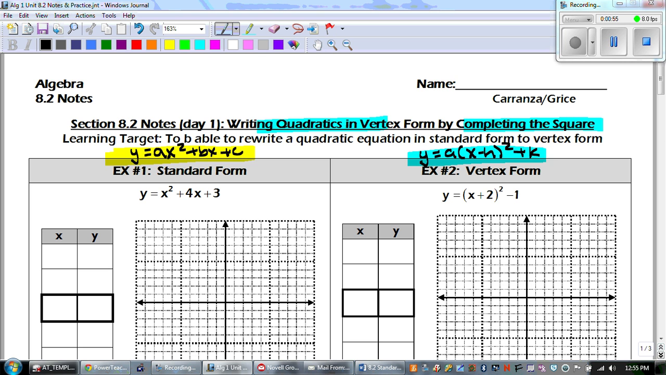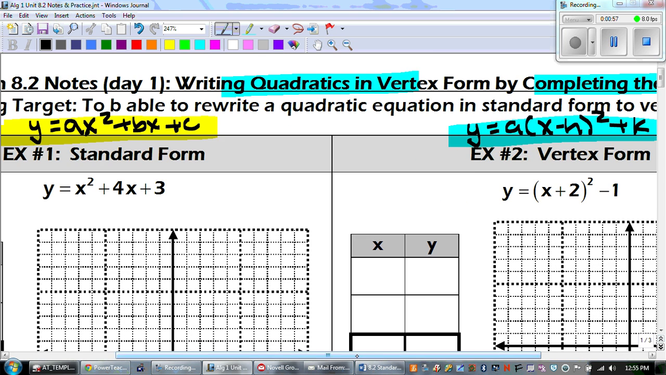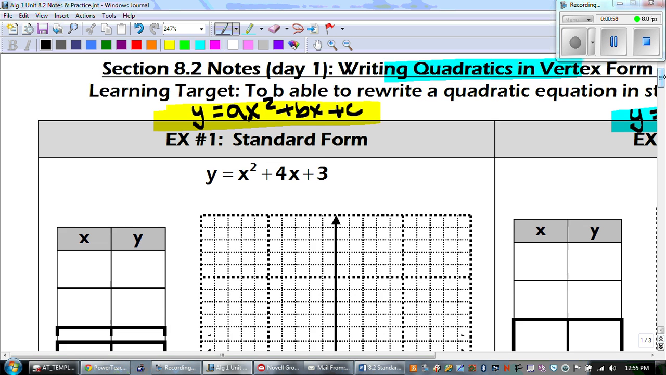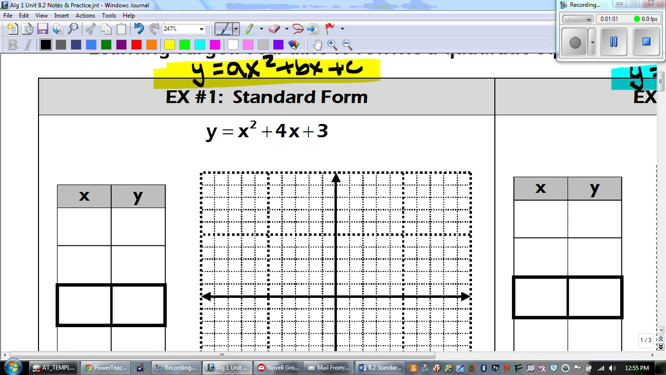All right, so let's go ahead and look at standard form on the left. The first thing that we talked about is how we need to know what a is, what b is, and what c is. So identifying those coefficients: a is 1, b is 4, and c is 3. We need to find the vertex, okay?